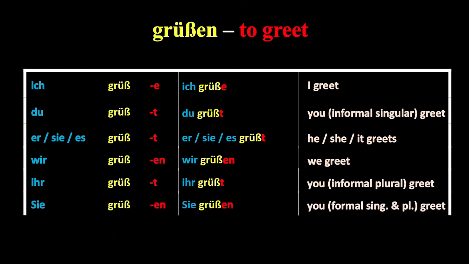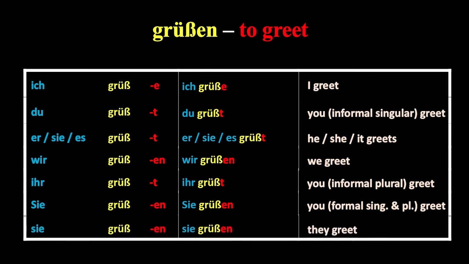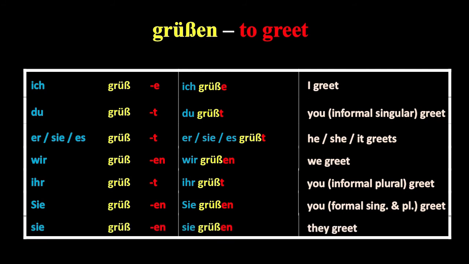For the pronoun Sie with the capital S, en is added to the stem. Then it is Sie grüßen. In English, you greet. Here you is formal and used in both singular and plural. For the pronoun sie, which is they in English, en is added to the stem. Then it is sie grüßen. In English, they greet.